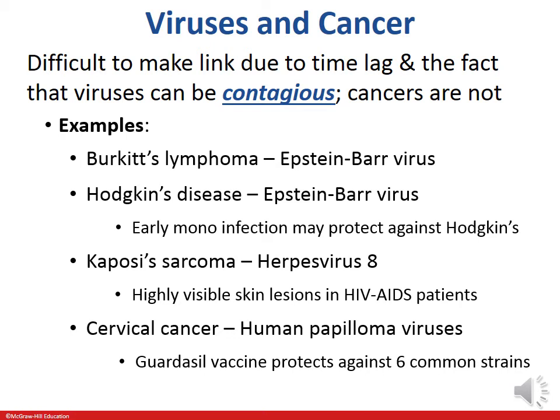Cervical cancer. Of course, human papillomaviruses, there are hundreds of them, but we know there are 6 strains that are very likely to cause cervical cancer. And so we have a vaccine. We actually have a couple of vaccines. We'll talk a lot about vaccines when we get to further chapters down the road. But Gardasil was the first one that came out that protects at least the 6 common strains that are associated with the cervical cancer.